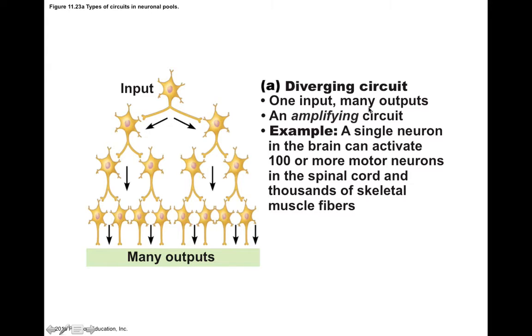An example of a diverging circuit where information can be amplified would be in the spinal cord. We could have one motor neuron that connects to many hundreds or even thousands of muscle fibers. So even though you have one neuron that's activated, it can go to lots of different outputs.